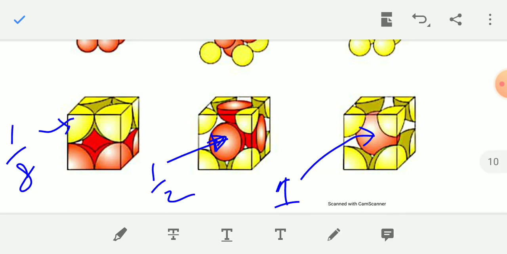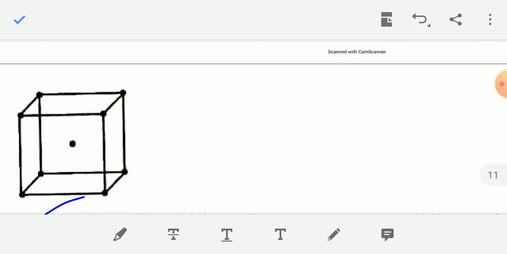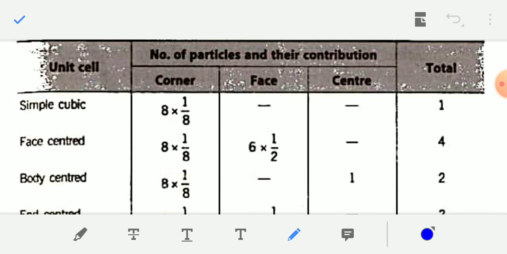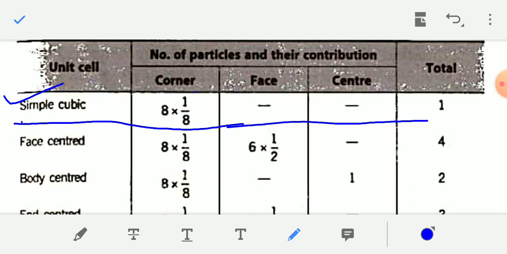Okay, so using this concept you have to calculate the number of particles per unit cell. In case of simple cubic unit cell, there are 8 particles at 8 corners, and for each particle the contribution to this unit cell is 1 by 8. So the total number of particles in simple cubic unit cell is 8 into 1 by 8, that is on average one particle is present in the simple cubic unit cell.